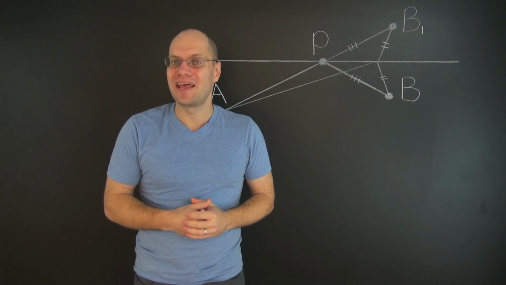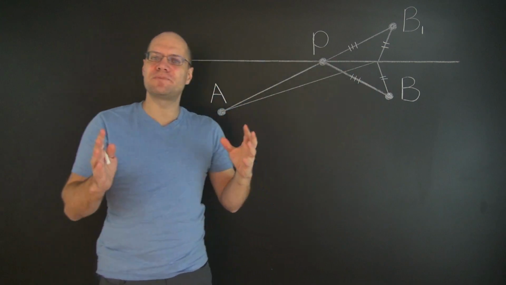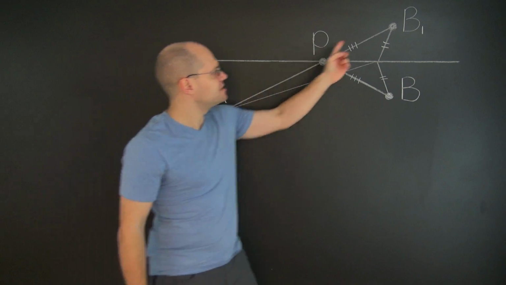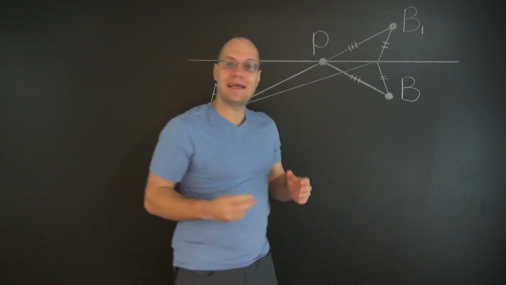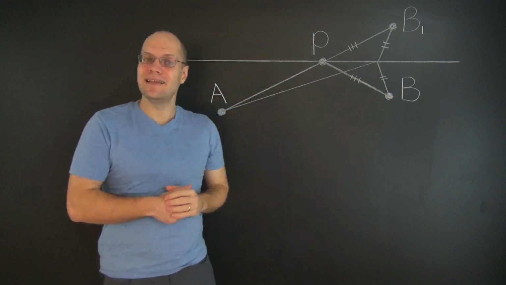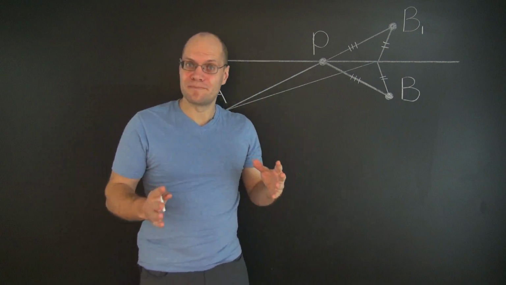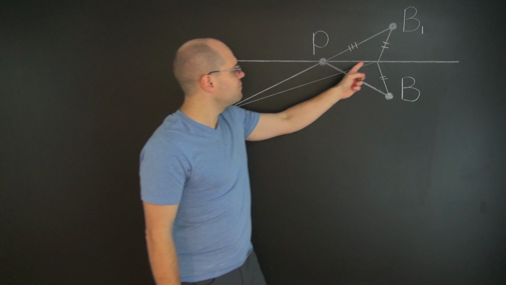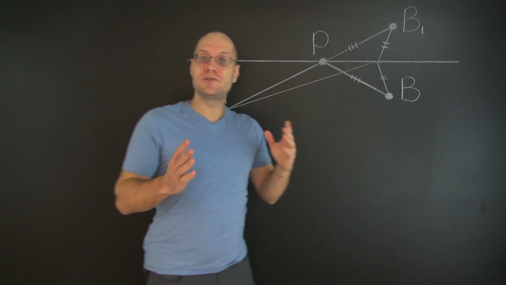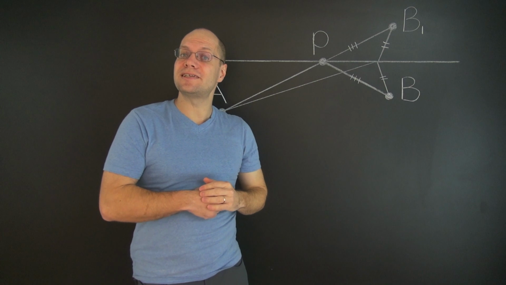Well, here we are, and I think it's pretty clear that APB is the shortest possible path because it is equivalent in length to the straight segment AB1. And any other path, like the one I originally drew, is equivalent in length to this broken line. So it must be longer because in any triangle, the sum of any two sides is longer than the third side. So this proves that this special point P indeed corresponds to the shortest path.